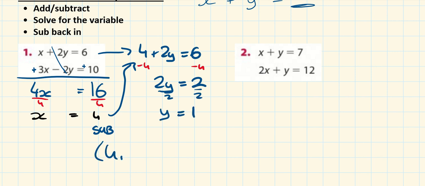So our answer here will be 4, 1, because if this was two lines, you might have one line going like this, one line going like that, and the point where they meet is 4, 1. Okay, so that's when you've got the signs that are different, so you can just do it as it is.